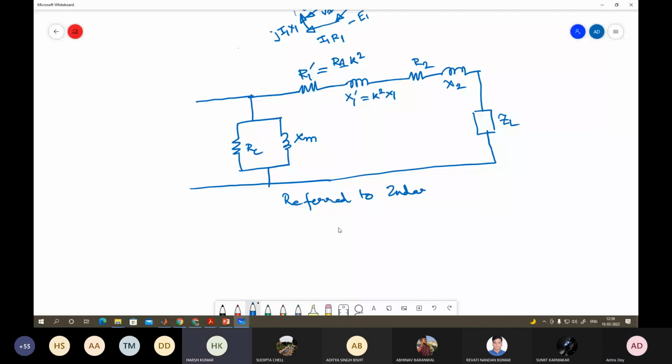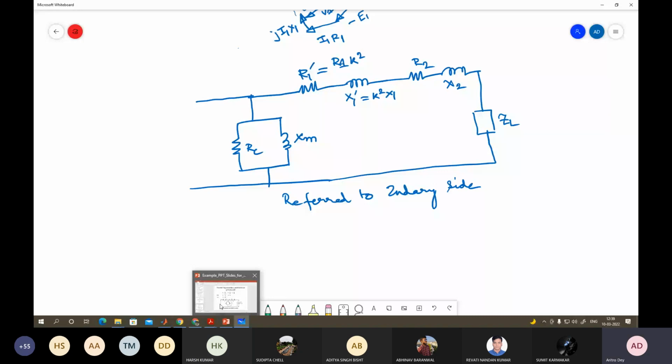Sir, one thing. Sir, what is the logic of connecting the core loss component and the magnetizing component impedances in parallel with the transformer? Why is it not in series?